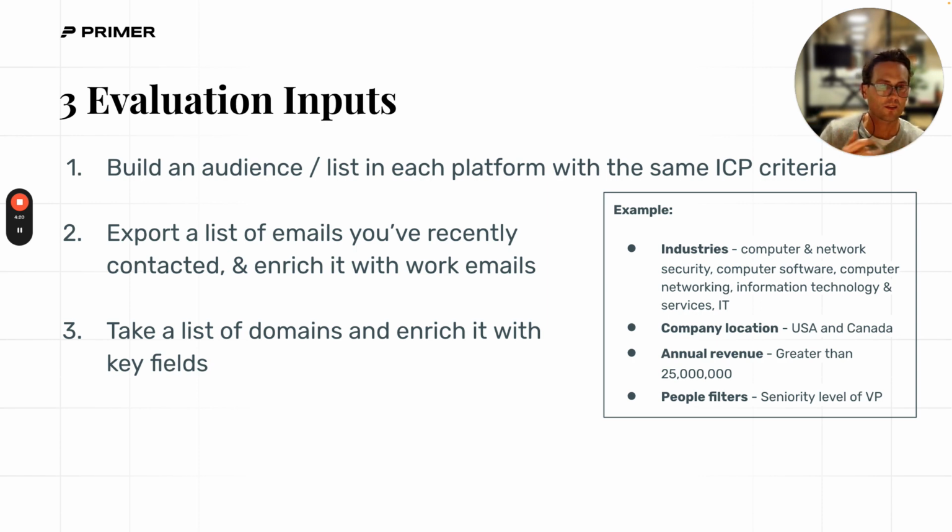The second thing we got together was a list of emails that we knew were valid. So we essentially exported a list from our CRM, hid the email field, and just took the first name, last name, company domain field, imported it into the data provider and enriched it with a work email. And then we were able to compare what we knew to be valid versus what the data provider returned. The last thing you want to do is take a list of domains, if you're going to use this provider for enrichment, and import it and enrich it and assess it against those key fields that matter to you.